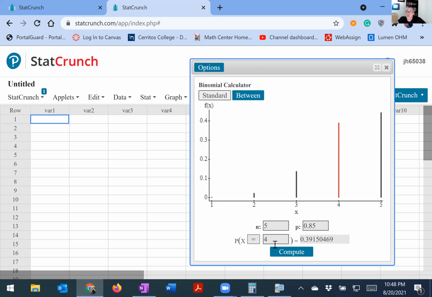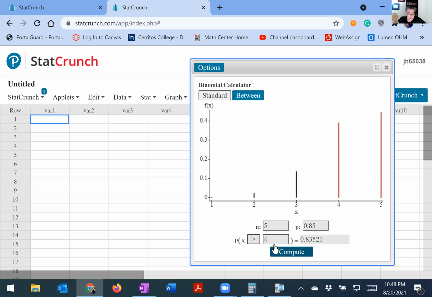Or everything greater than or equal to 4. Okay, so if I said I want everything greater than 3, maybe greater than or equal to, to be less confusing. If I want everything greater than or equal to 3, it shows already. I don't even have to click compute. It computed it for me already, and it goes 0.8352, which is exactly what we got.